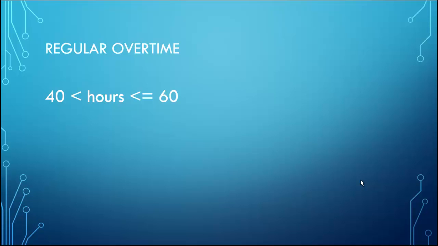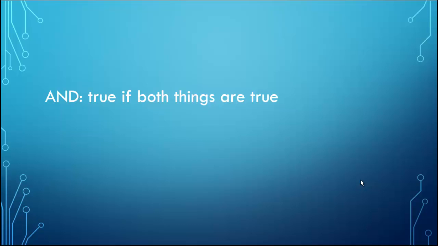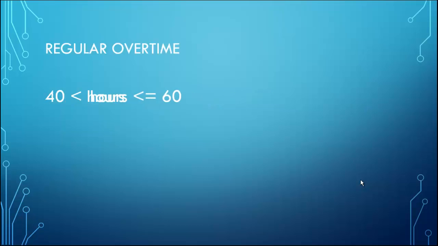We can't compare 40 is less than hours and hours is less than or equal to 60 all in one big statement. What we're going to have to do is split this up. So 40 is less than hours is one thing we're going to compare, and hours is less than or equal to 60 is another thing we're going to compare. And someone earns regular overtime if those are both true. So we're going to use something called an AND combiner. AND is true if both of the separate pieces are true. And we write AND using two ampersand signs. That's Shift 7. So we'll again split this up, and we'll put our two ampersand signs in the middle.